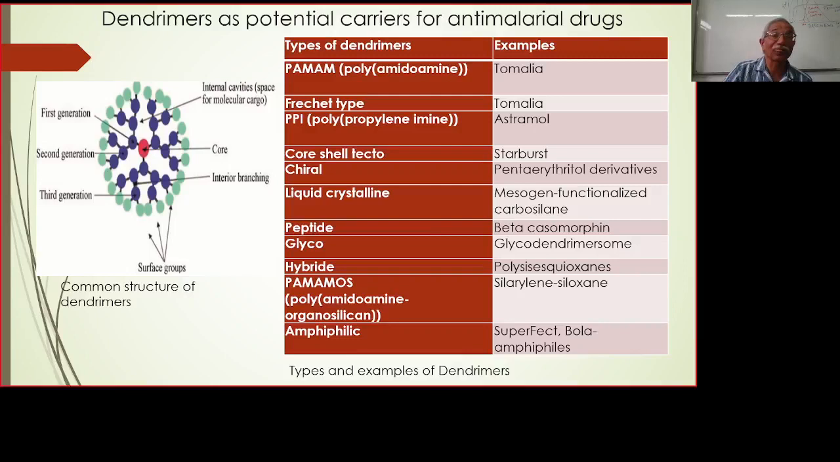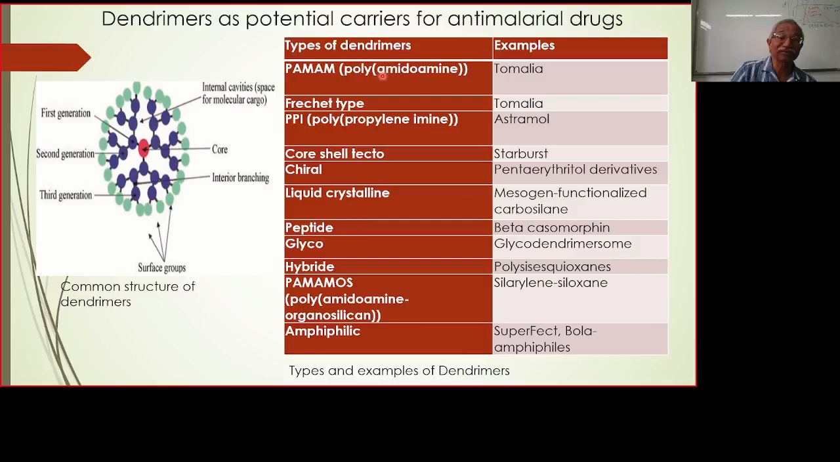Now there is another one we had heard about several times, which is dendrimers. Dendrimers are now coming up with first generation, second generation, third generation, where there is a core and the core can carry the drugs. Then there are internal cavities and interior branching, so those branches can be utilized. They are using different dendrimers for antimalarial drugs, like PAMAM, which is polyamidoamine, Tomalia, Fréchet type, PPI, polypropylenimine, core shell, tecto, chiral, liquid crystalline, peptide, glyco, hybrid, PAMAMOS, polyamidoamine organosilicon, and amphiphilic. So you have different types of dendrimers available.